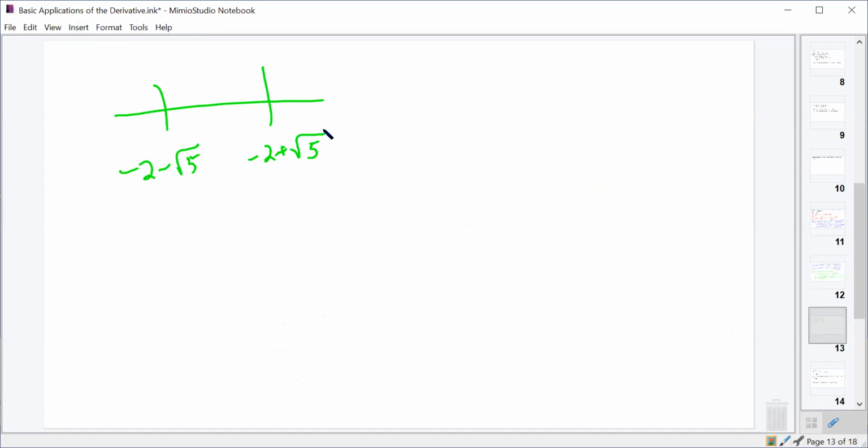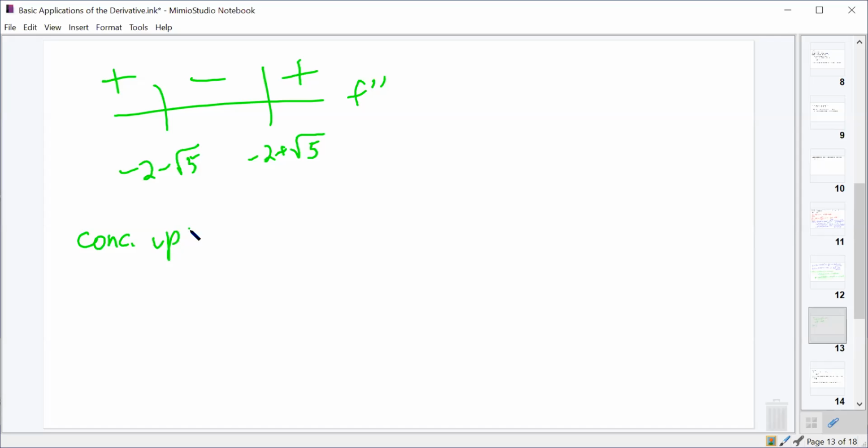And what's the value between those? So we can test. Right, 0 is. Negative 2 minus root 5 is negative, and negative 2 plus root 5 is more than 2, so that's positive. So we'll plug in a 0, and we end up with a positive number times a negative number, so it's concave down between those two. Plug in something very large like 1,000, and you end up with a positive times a positive, so it's concave up. And plug in something like negative 1,000, it becomes a positive times a positive also, and you get concave up.